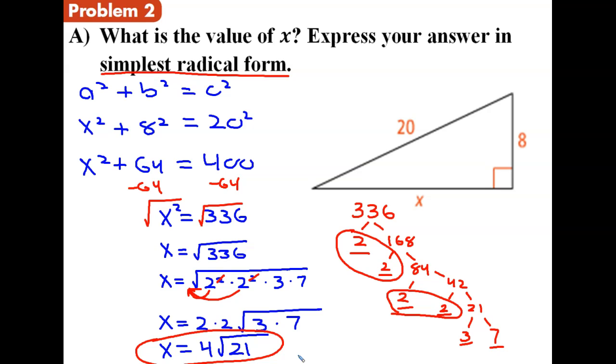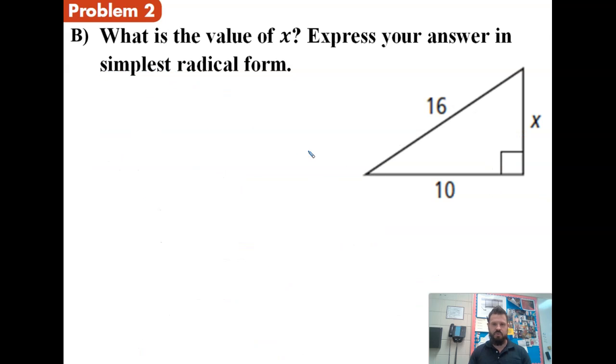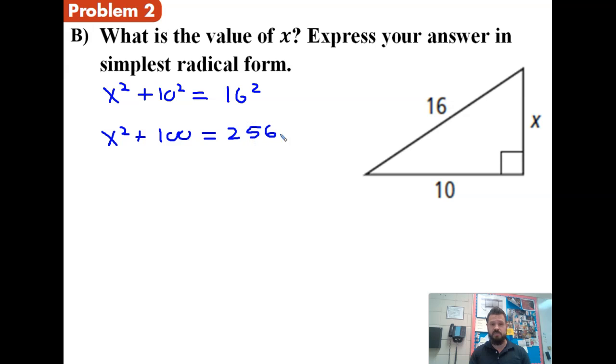Part B is the same idea. I want you to take a minute, pause the video, work through that problem, use the Pythagorean Theorem, reduce that radical down, and then hit play to check your answer. All right, going through this one, we have our legs, 10 and x. So I'm going to say again, x squared plus 10 squared is equal to the hypotenuse, 16 squared. Squaring that out, we'll have x squared plus 10 squared, which is 100, is equal to 16 squared, which is 256.